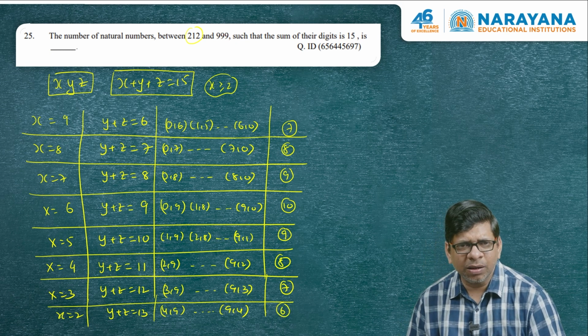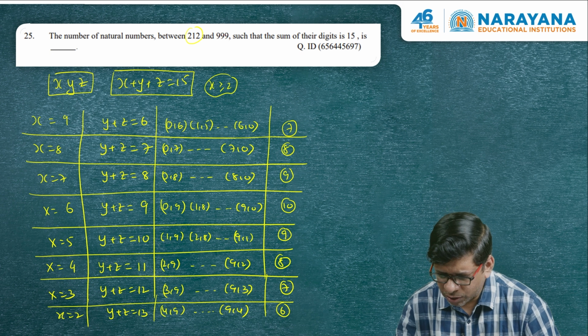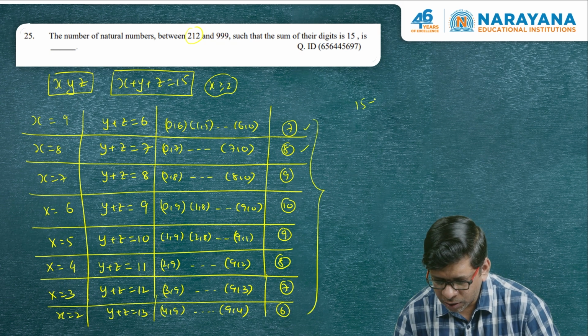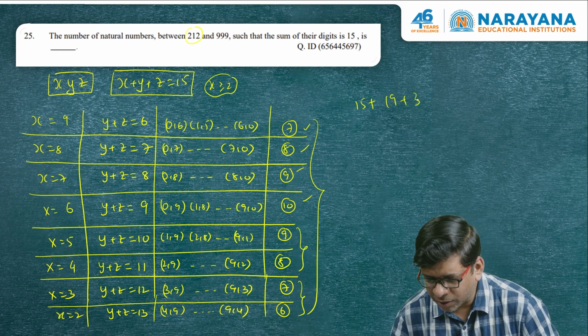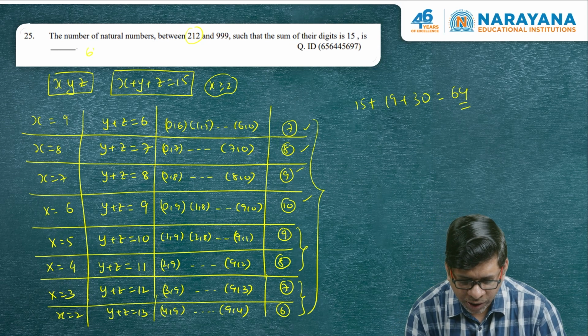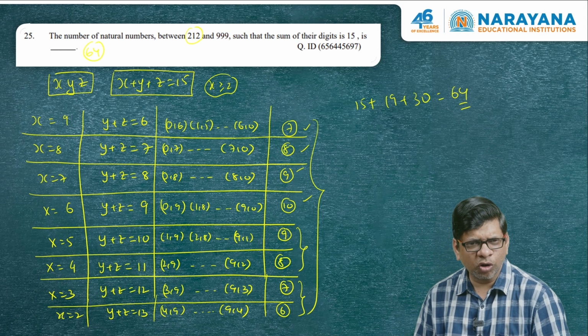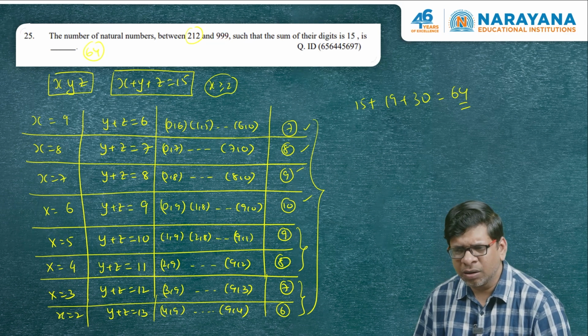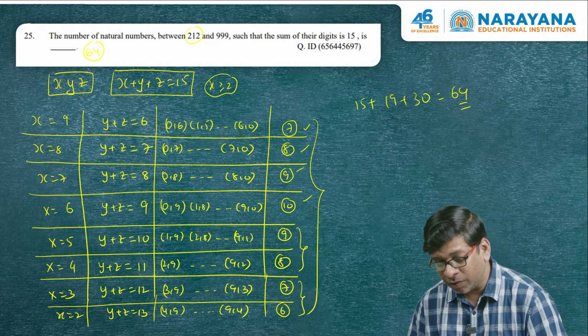So they are asking the number of natural numbers. What is the count? So 7 plus 8, 15. 9 plus 10, 19. 9 plus 8, 17. 17 plus 13, 30. So 50, 64. So 64 should be the correct answer for this. Solvable question but lengthy, yes. We have to do a lot of counting. And if you start counting with the wrong method, then it will take a lot of time.